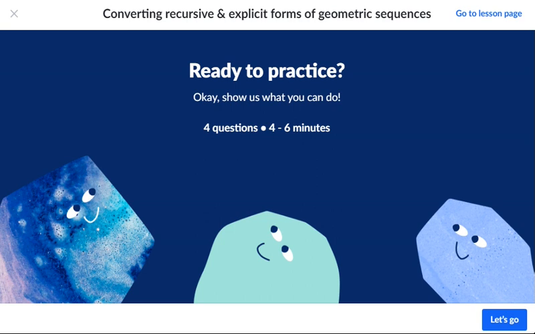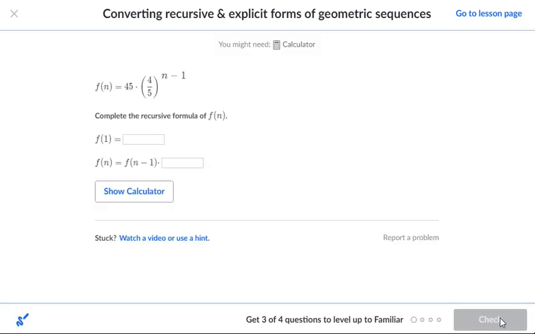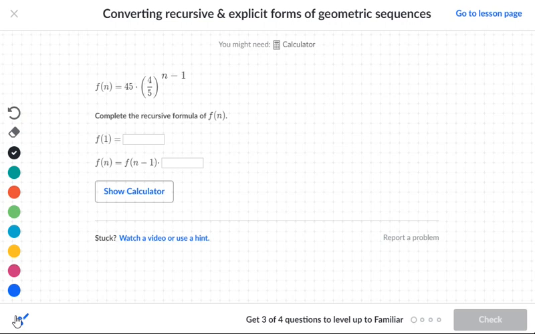Sequences, converting recursive and explicit forms of geometric sequences. Okay, so what we have here is we want to go from an explicit to recursive formula on this. So we want the very first term here. So this would be our very first term right there. So our very first term would be 45. This 4/5 signifies our rule, and that would go into the second box. And our rule is always attached to the n minus 1.